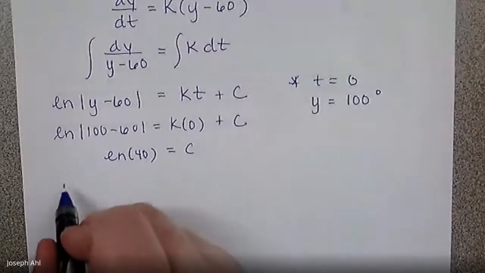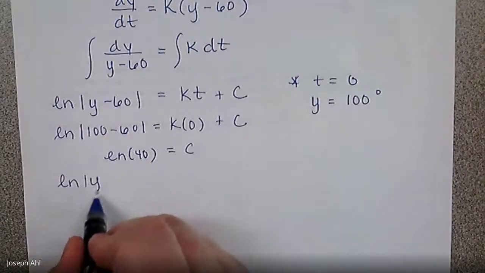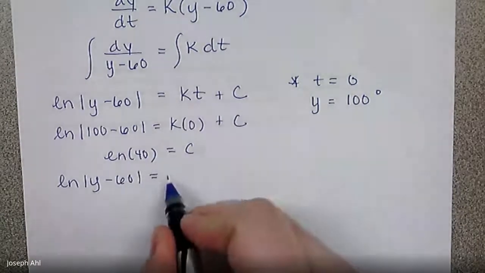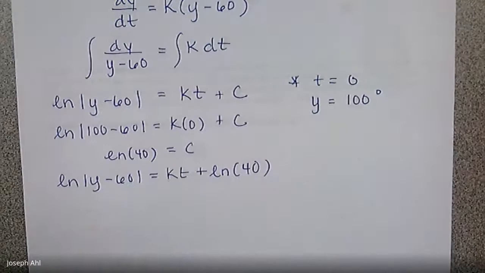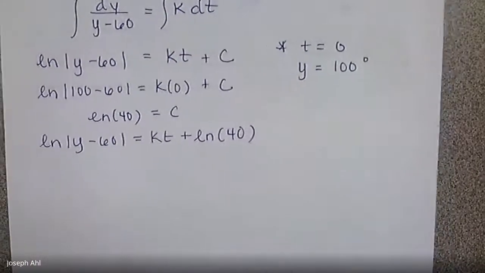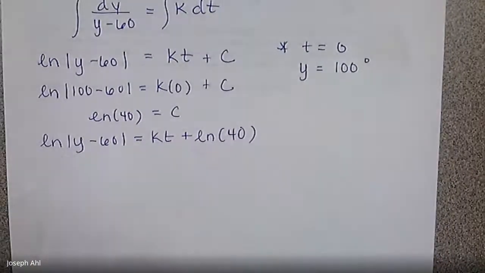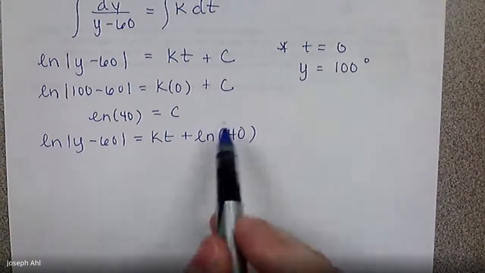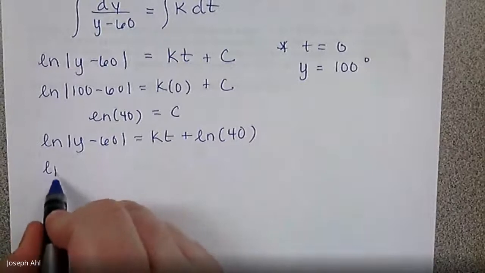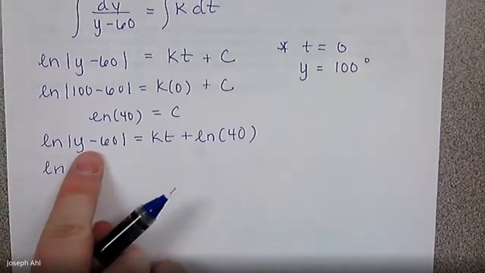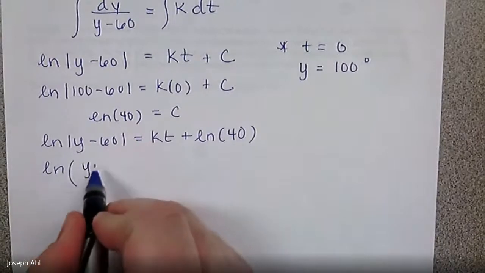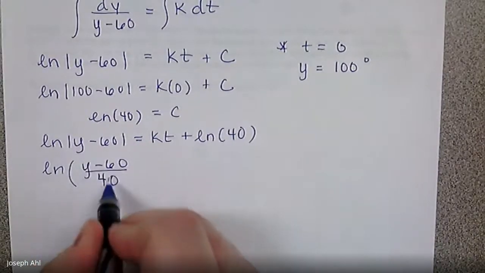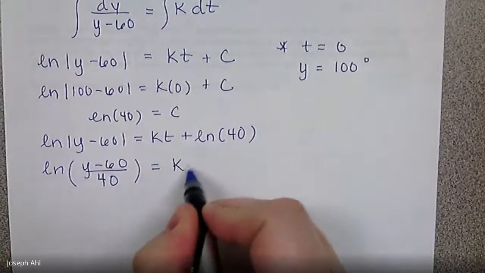Okay, so what we now know is that we have ln of y minus 60 equals kt plus ln of 40. And remember, we're looking for how much time this takes, so if we can isolate that variable t, that would be nice. If you subtract ln 40 over here, you can condense those logs into division, so you get ln of (y minus 60) over 40 equals kt.